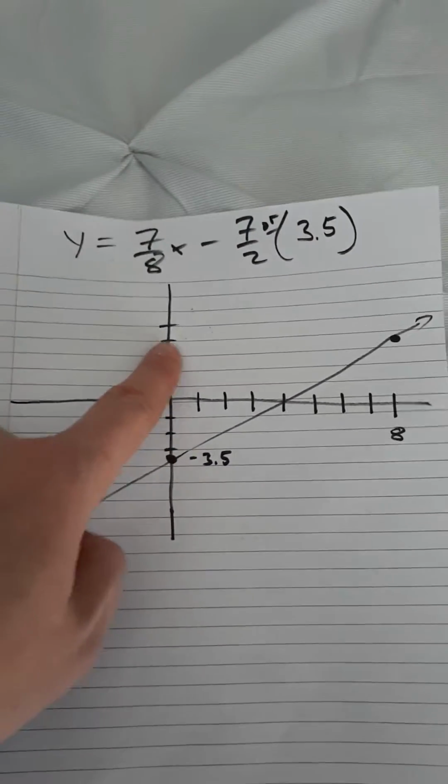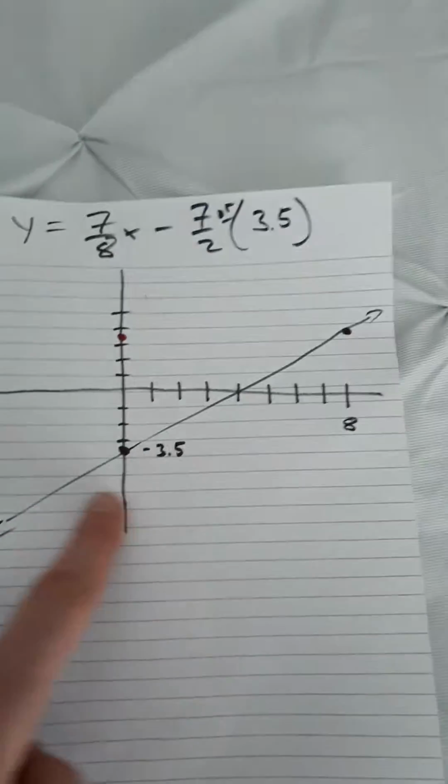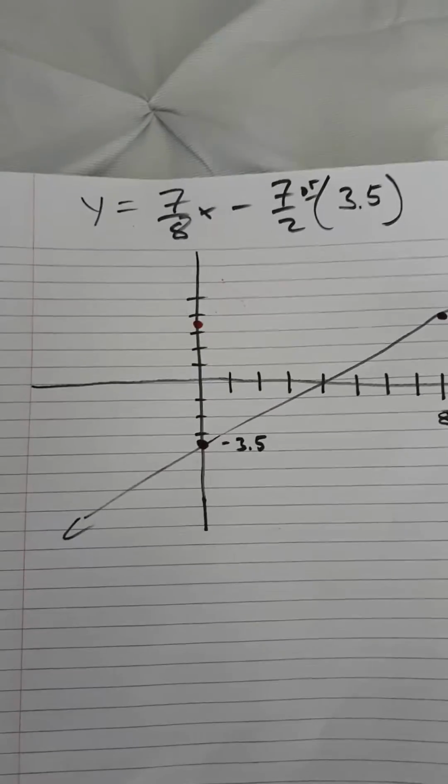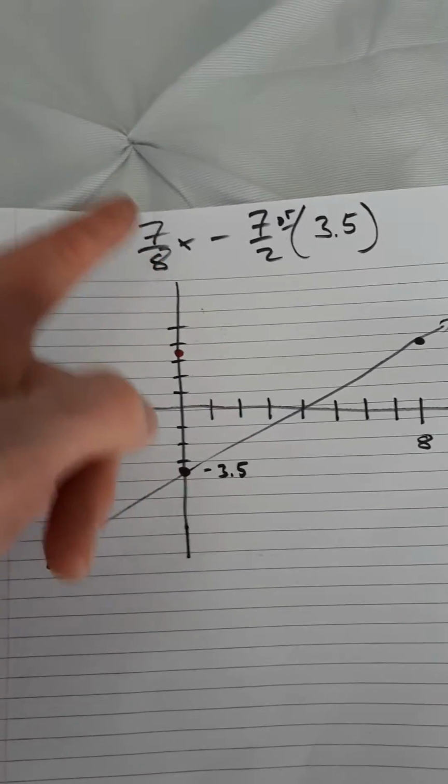So I go up 7 units, out 8 units, and that gives me my second point, and then we just connect that with a straight line. So that's pretty well all it is. Fractions are your friend on slopes.